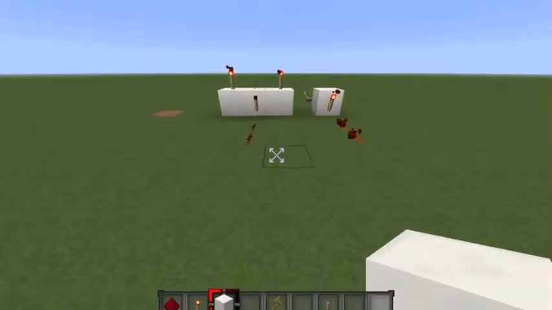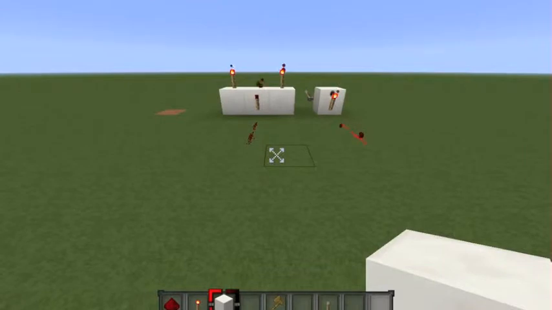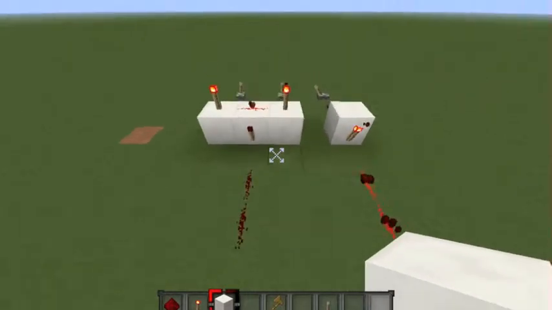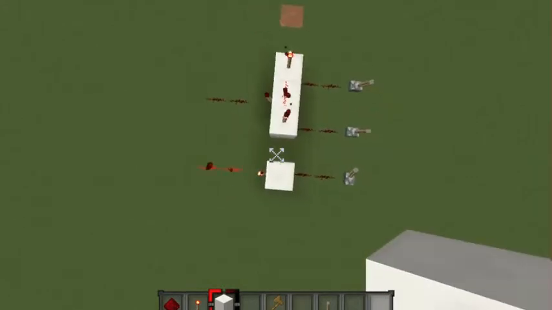Hey guys, it's IDW, and today I'm going to be starting a new series in which I'm going to be basically going over how addition works from the very basics in terms of redstone and also in real electronics.